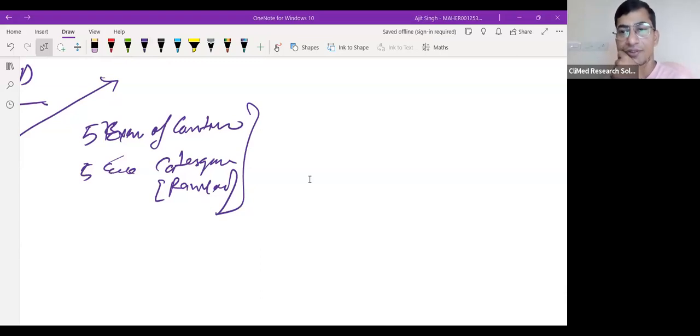Height, weight, BMI, I have already written. Age, I've already written. Other than that, what is the continuous type of data? Tell me. Clinically, non-clinically, whatever.